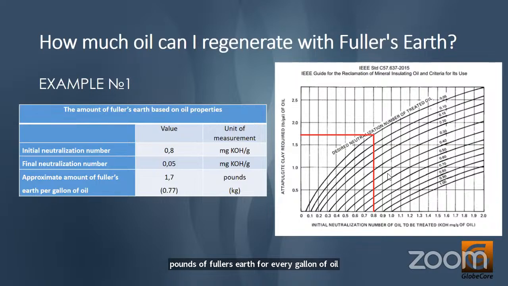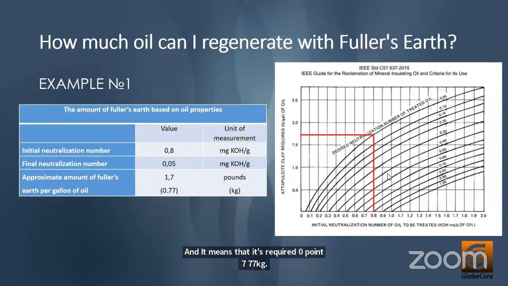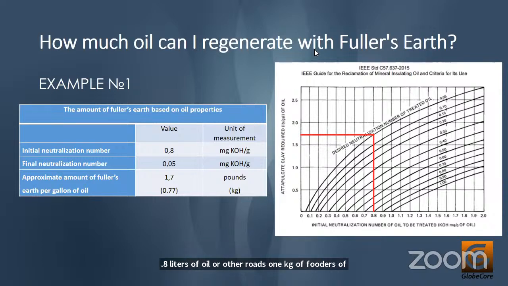It means that it's required 0.77 kilograms for 3.8 liters of oil. In other words, 1 kg of Fuller's earth is required for 5 liters of transformer oil.